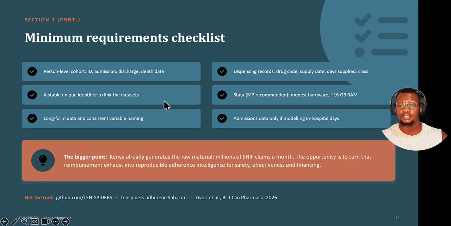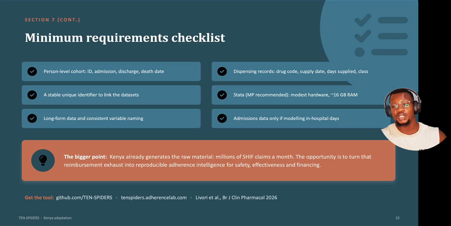I hope that was clear. So these are some of the minimum requirements checklists, and we have already covered it. We have talked about person level cohort, a unique patient ID, admissions date, discharge date, and the death date, I'm sorry, for survival truncation. A stable unique identifier to link the data sets, long form data and consistent variable naming, dispensing records where you have the drug code. You could go with the ATC code. I'd advise on that and recommend.